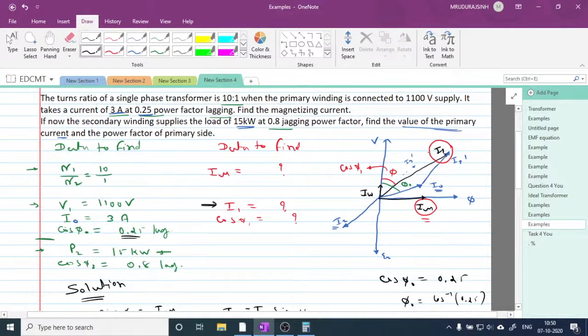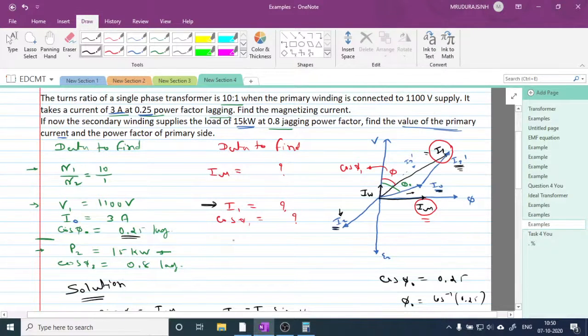Now if we want to find I1, we cannot find I1 directly. For that we need to go through a path, right? To find I1, first we need to find I2 dash, and to find I2 dash, first we need to find I2. So first of all, we'll find I2, then I2 dash, and then we'll do the vector sum of I0 and I2 dash, and finally calculate I1.